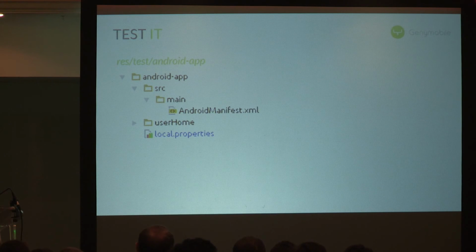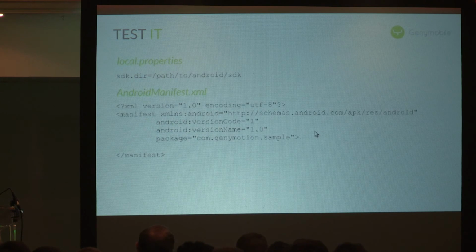So here is the hierarchy of the directory I showed you before. That's a really simple Android app. There is almost nothing in it. There is this structure in the main directory. There is an Android manifest, and there is the local.properties. What there is in local.properties is the SDK, with the path to the SDK. And the Android manifest is really simple. That's just the manifest tag, nothing else. Really simple.